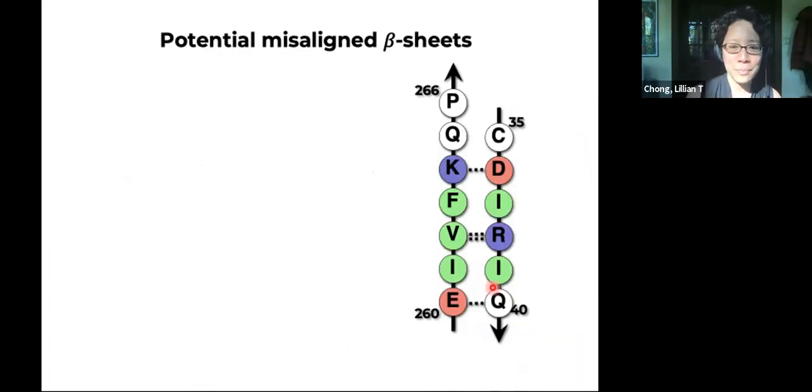So this is the peptide beta strand with the various amino acids, and this is the protein beta strand. The dotted lines indicate the hydrogen bonds between the strands to form the beta sheet. I've also colored these hydrophobic residues in green. Something interesting about these beta sheets is that these hydrophobic residues line up with each other across the strands, and that really limits how the beta sheets can be misaligned.